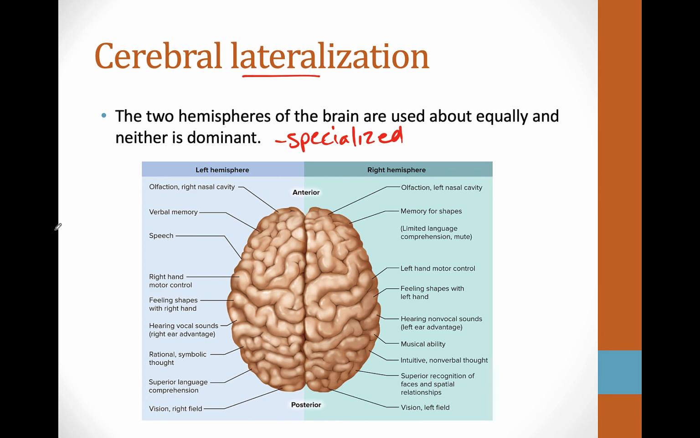Typically the left is referred to as the categorical. This is going to be involved in things like rational thought and language comprehension. People who are left-brained might be very good with logic. And then the right is considered the representational. This is going to have memory for shapes, motor control, and musical and intuitive abilities. Somebody who's right-brained, quote unquote, might be considered artistic.